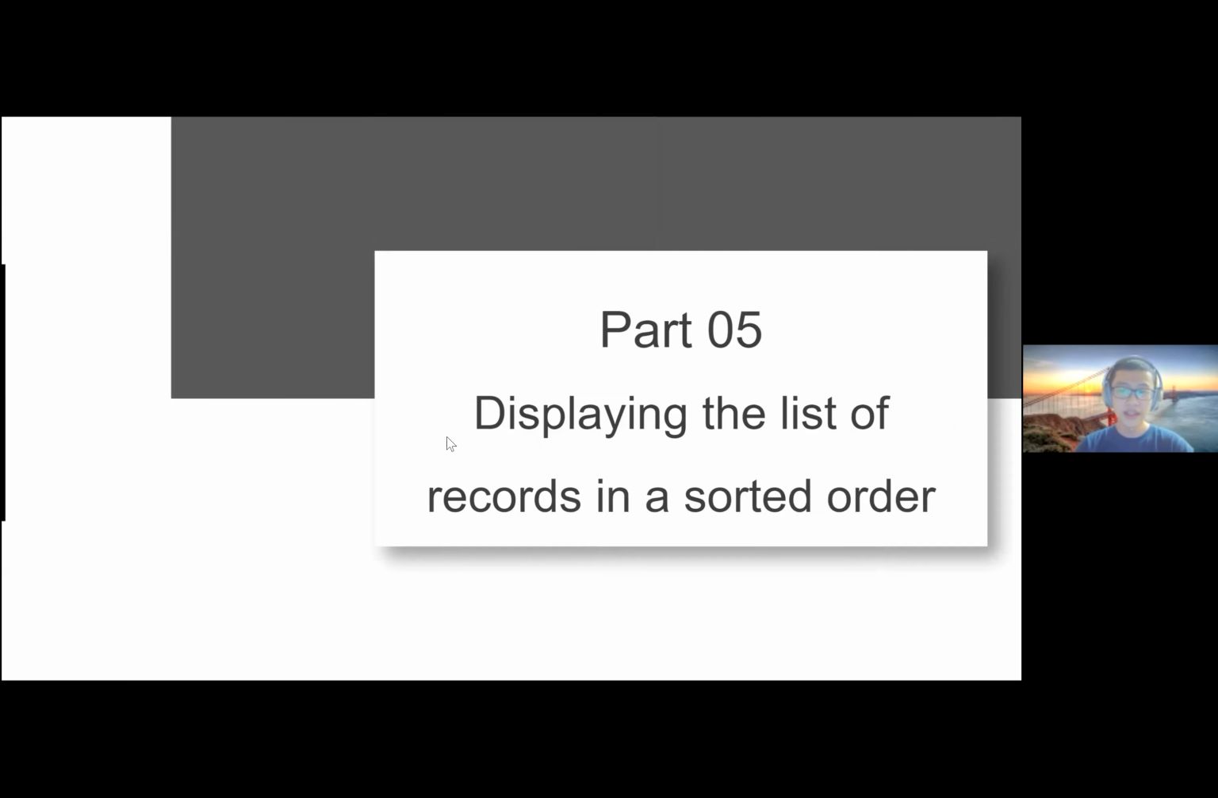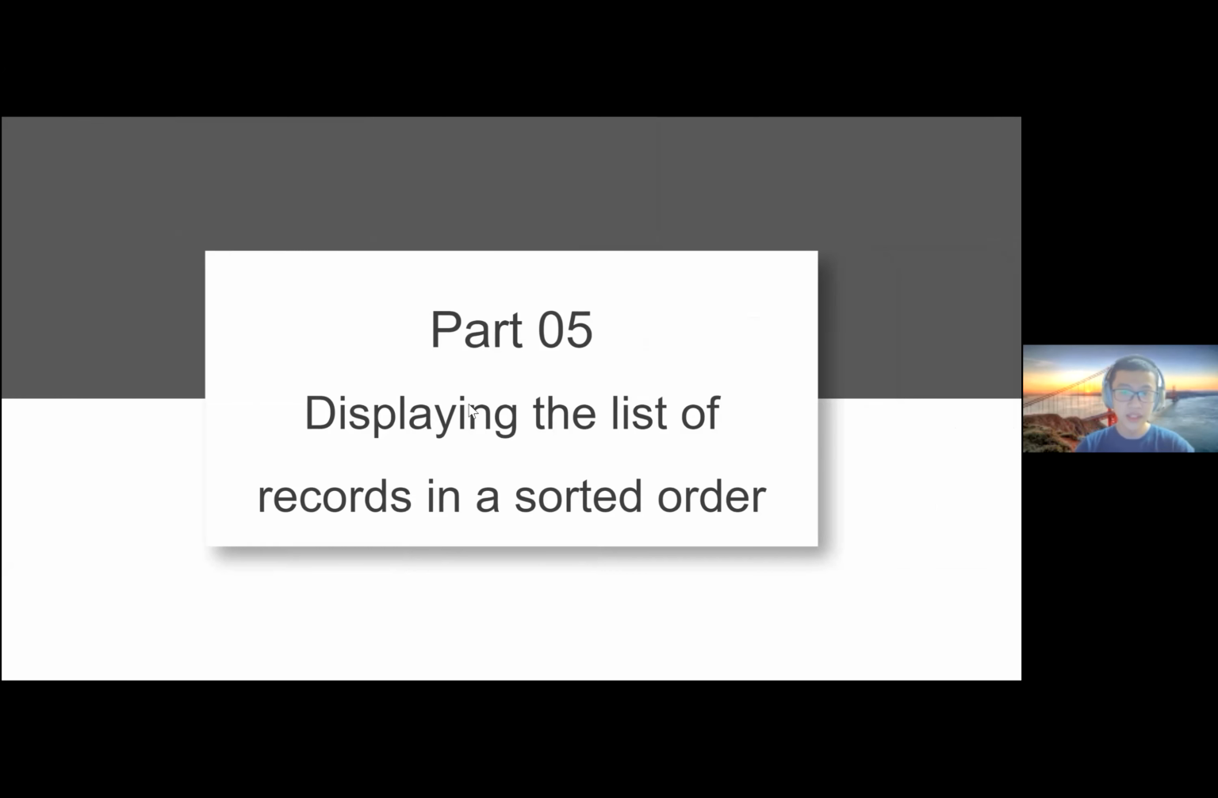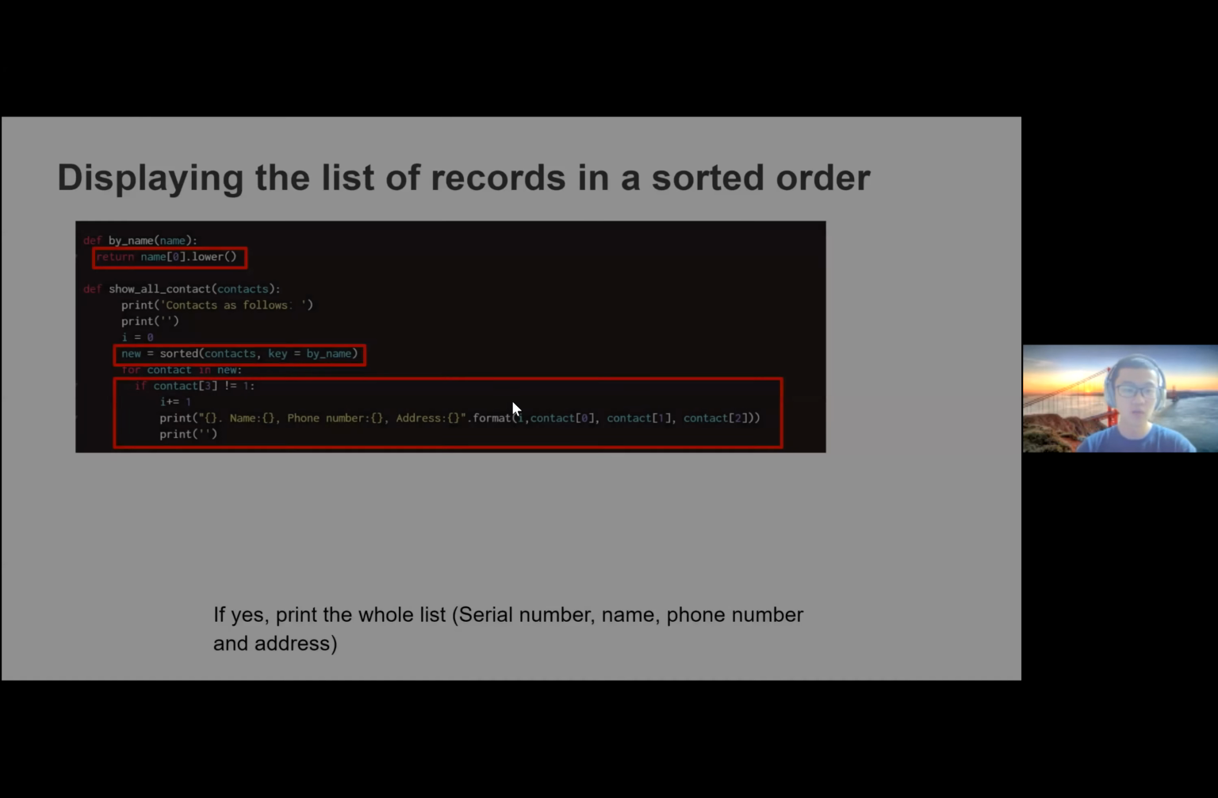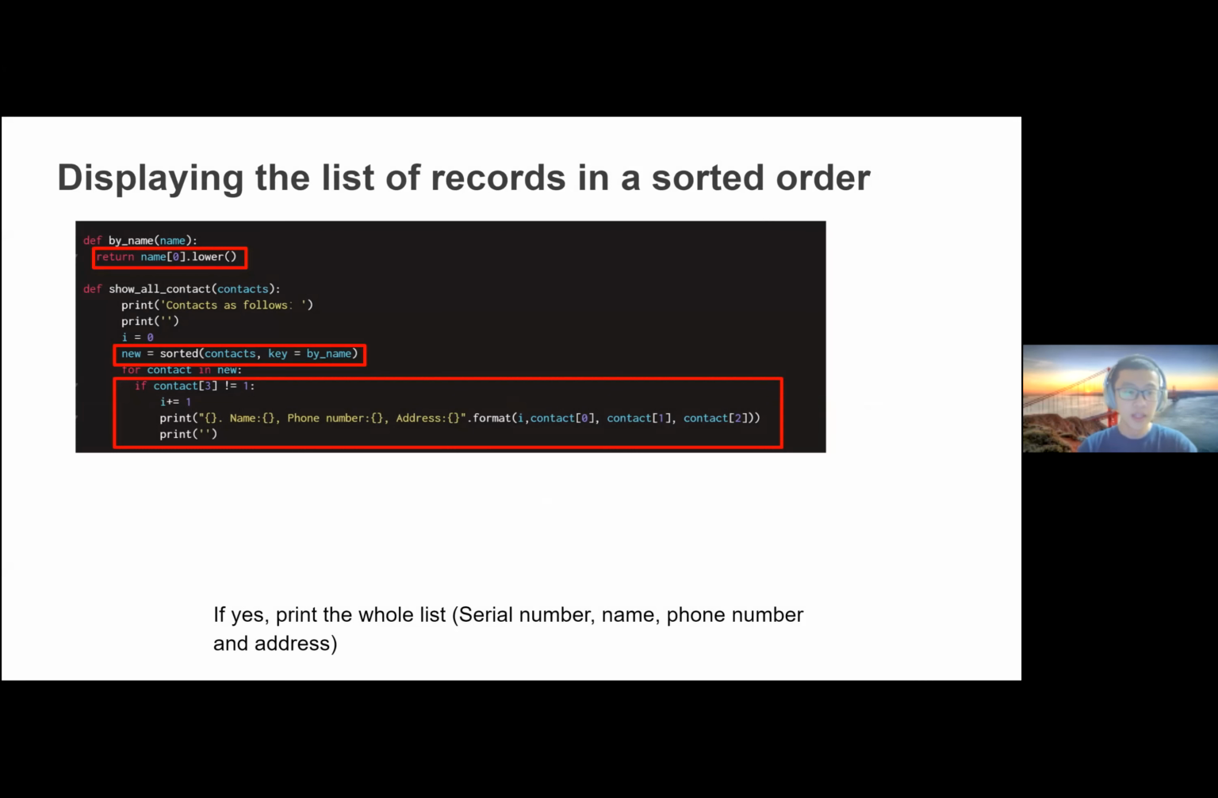And then is part 5, which displays the list of records in sorted order. Before we show all the contacts, we should sort them first. The first function is a preparation of that, it prescribes the sorting rules that sort in ascending order by name.